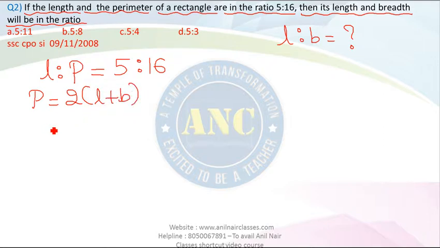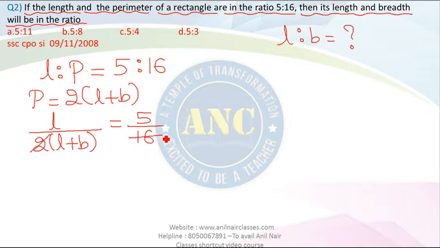Now, it is given in the question that length divided by perimeter, and perimeter is nothing but 2 times (L plus B), is 5 divided by 16. 2 into 1, 2 into 8. That means length divided by (length plus breadth) is equal to 5 divided by 8.